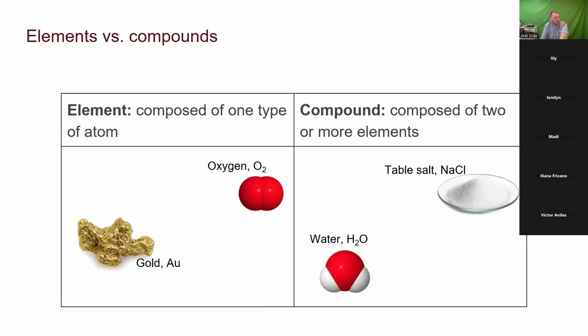Okay. Now, elements versus compounds, we got this slide and one more. An element is composed of one type of atom. A compound is composed of two or more atoms or elements. So here an element is going to either exist as gold, Au, which is just a bunch of these atoms assembled together, or oxygen, O2. Two oxygen atoms come together to make O2 that's breathable for us. A compound, by comparison, is two or more elements. It's either water, H2O, two H's and one O, or table salt, which is Na and Cl.